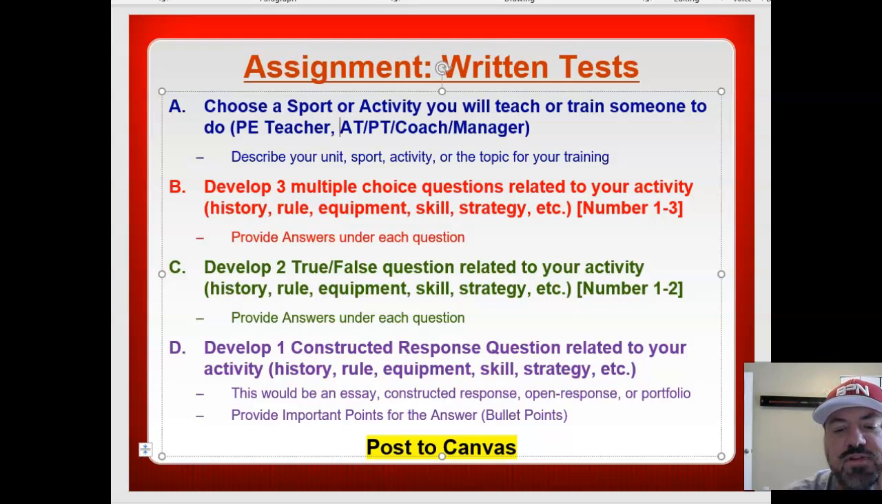So I need you to provide important points for the answer. I need 3 to 5 bullet points that you're going to look for in the answer for your constructed response question. 3 is the minimum. You should really look at more like 5, 6, or 7. So post this assignment in the format I'm asking you to do, specifically, with answers to every question to Canvas by the deadline.